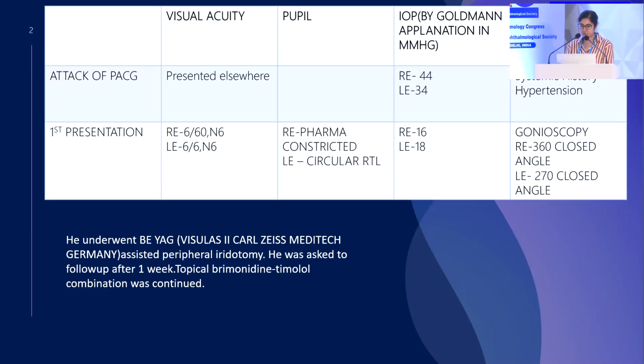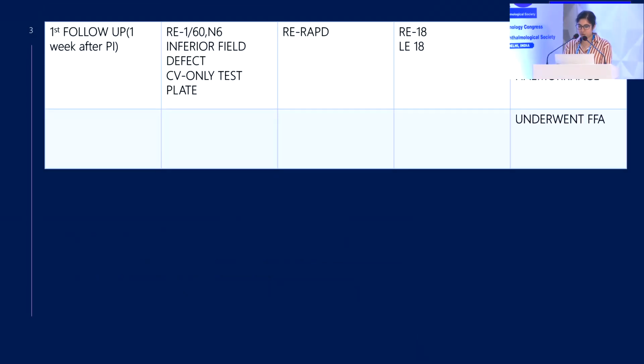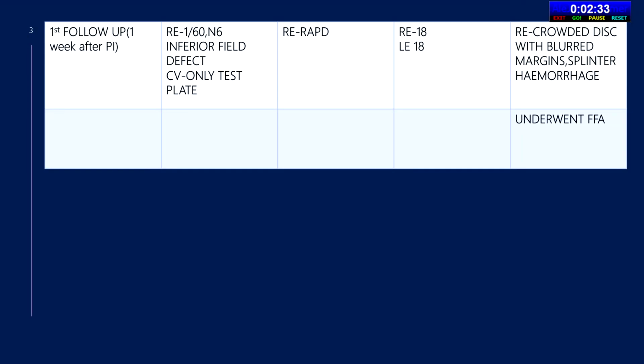So he underwent both eye YAG-assisted peripheral iridotomy and was asked to follow up after 1 week, and the topical brimonidine timolol combination was continued in both the eyes. After 1 week of follow-up, the patient complained of further blurring of vision, and he was complaining that he could not see objects on the floor.